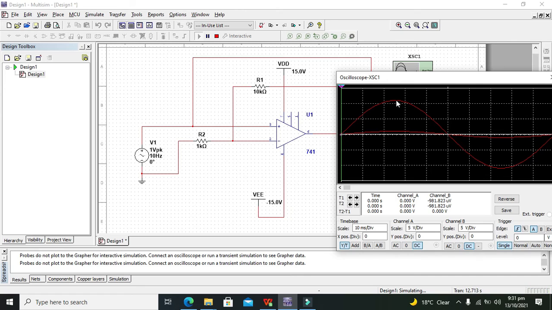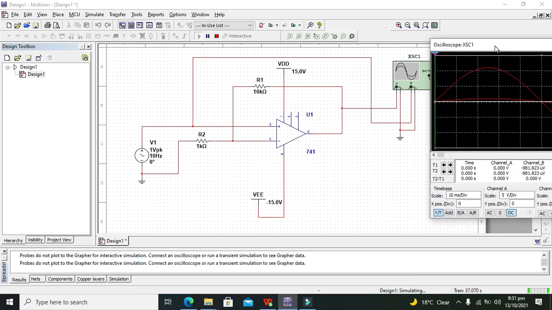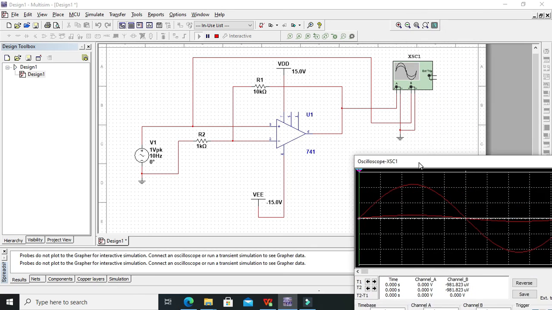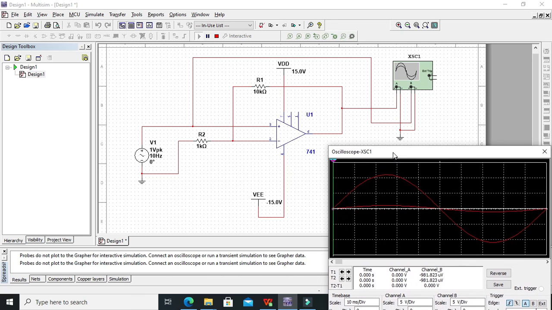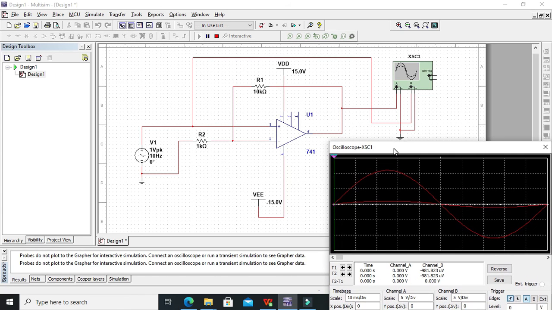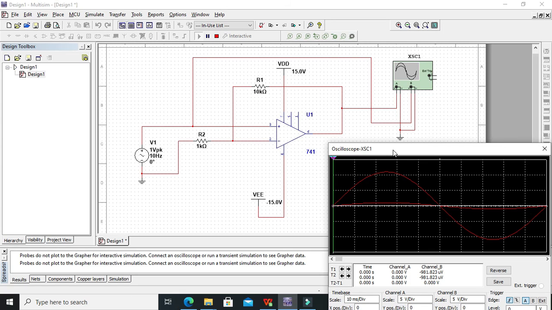They are not inverted, they are in phase, because the crest of the output is just upon the crest of the input signal. Their peaks are just above each other, the output is just above the input, so they are totally in phase. So hopefully you got the concept of how we can make a simple non-inverting amplifier with the 741 opamp.